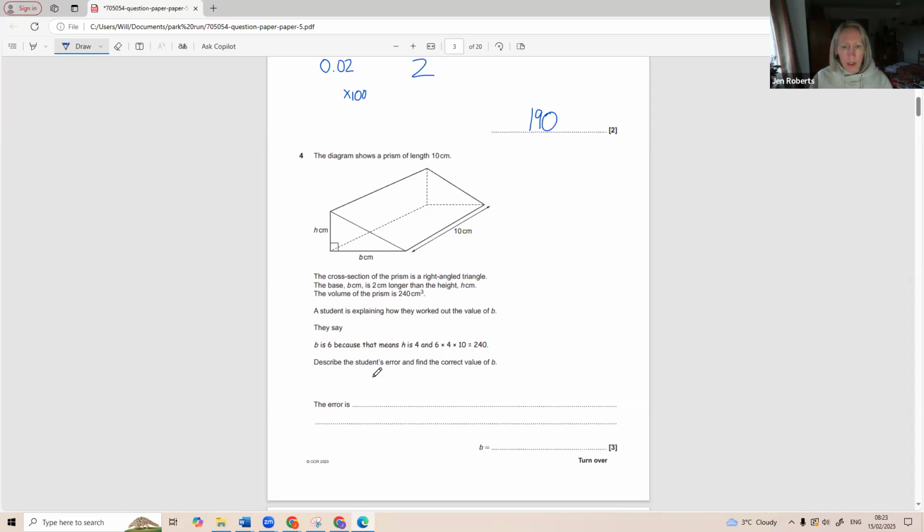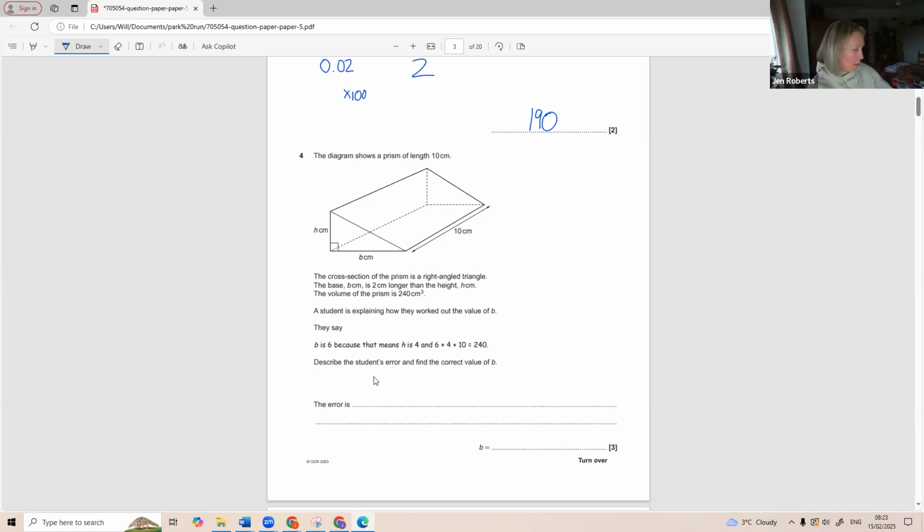Describe the student's error. Well, they've worked out the volume of a cuboid. To find the volume of a prism, we need the area of the face times by the depth. This is a triangle here. The area of that triangle is not 6 times 4. So the error is they've not worked out the area of the triangle correctly.